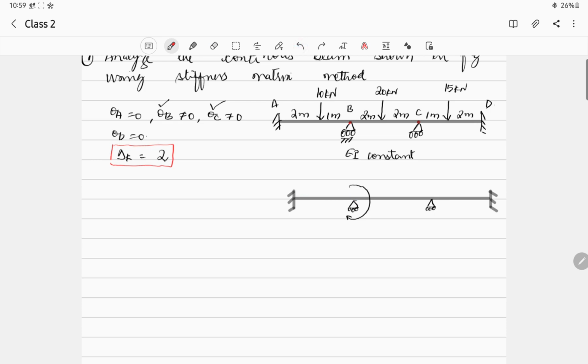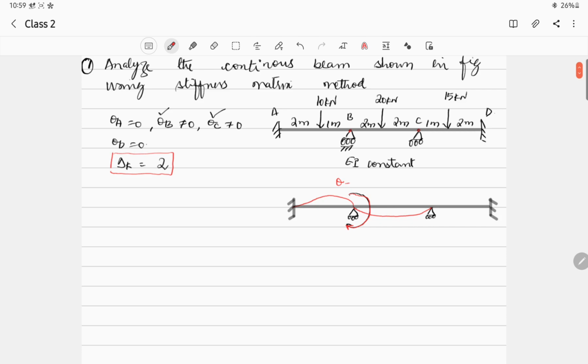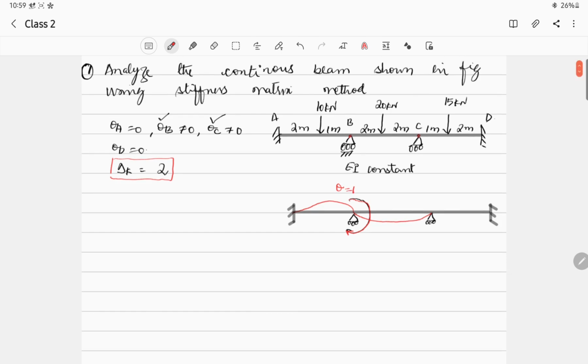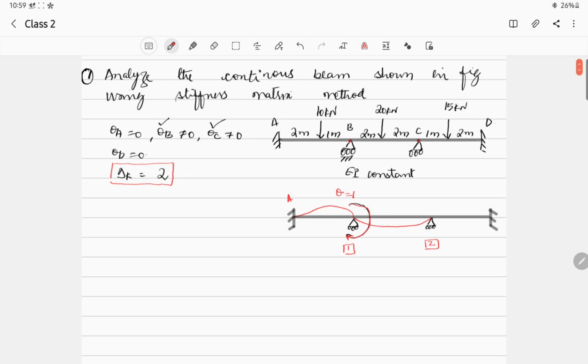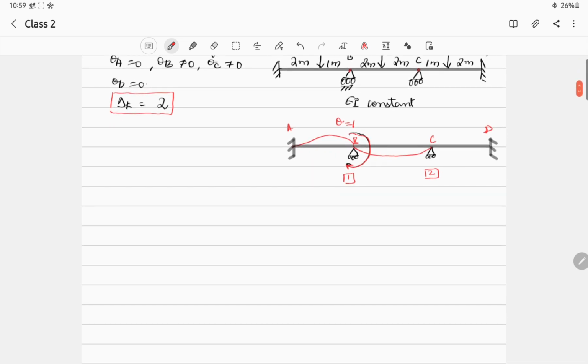I'll draw with the red pen. So my beam will try to get deflected in this fashion. Similarly, at this location, it will try to get deflected in this fashion. And what I am doing here is applying a rotation of intensity theta equal to 1. We are rotating the structure. I am naming this as node 1 and this as node 2. These are the two nodes, whereas these points are A, B, C and D. So we are rotating this structure now.